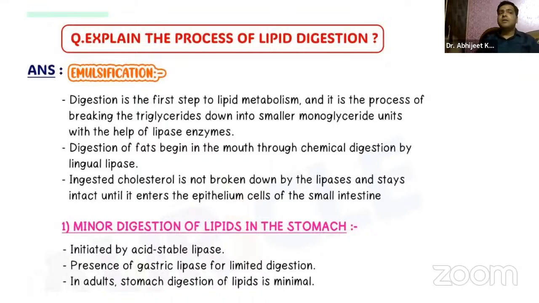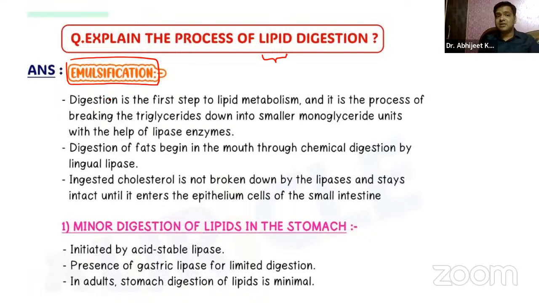Now, guys, whenever we say lipids, we have the 3 macronutrients in our body, and the most important one you can see over here, this lipid. Now, when we say digestion, it basically means the conversion of big molecules into small molecules. The very first step occurring in lipid digestion is called emulsification.